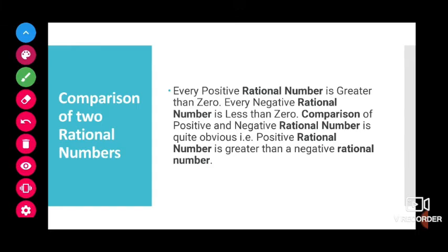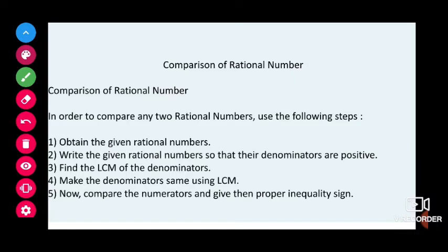As we already know, positive is always greater than 0 and negative is always less than 0, and 0 is greater than the negative and less than the positive. So first we have to see whether it is positive or negative. If they have different signs, by using that only we can say which is greater and which is smaller. Then if both are positive or both are negative, children, we have to look at the denominators. This is one method, and I will show you one more method which will be a little easier.